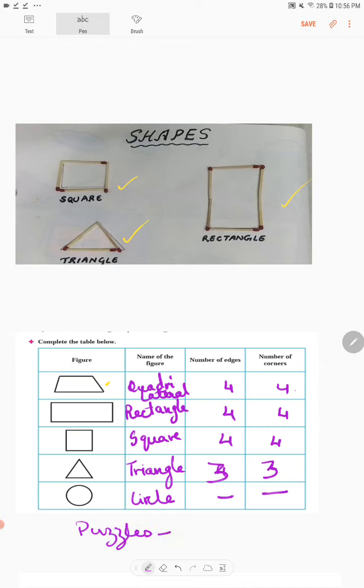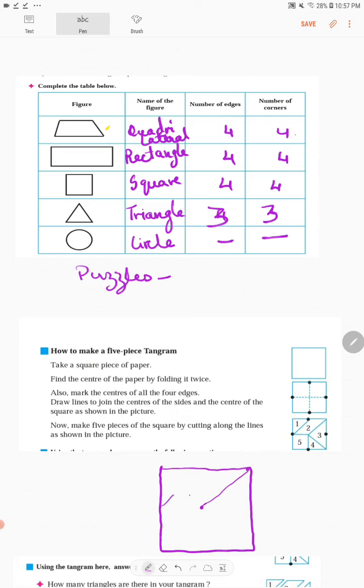Okay, now fold it and find the center. Okay, now from here draw one line and from here draw another line. Okay, so this is one part, then draw this line and this line. So how many pieces do you have to cut? 1, 2, 3, 4, 5. You have to cut this and it will be in this shape.